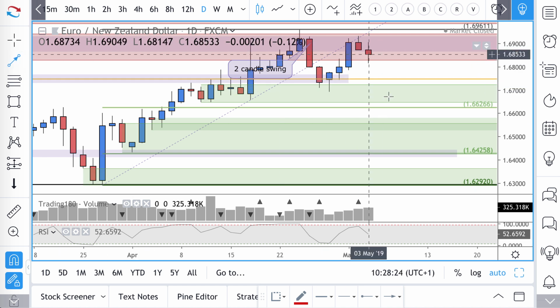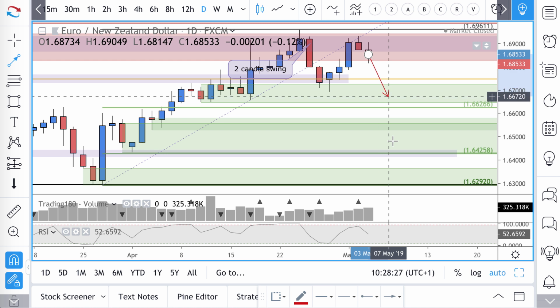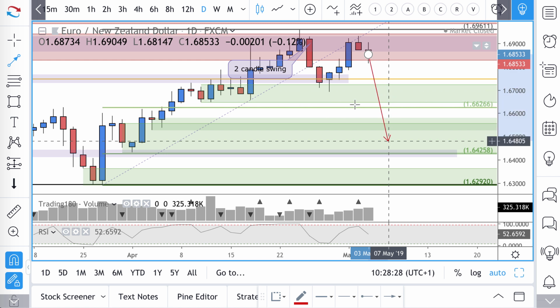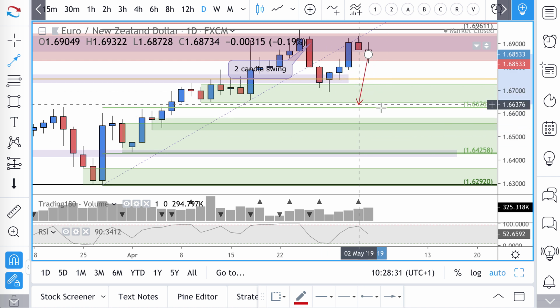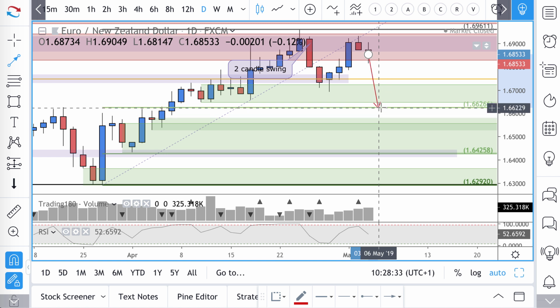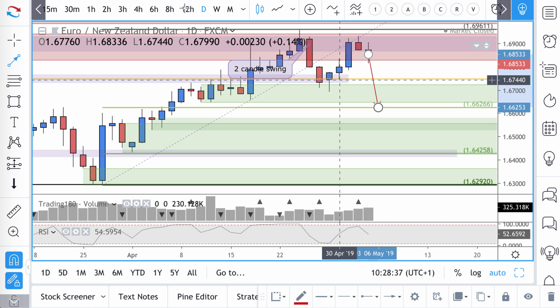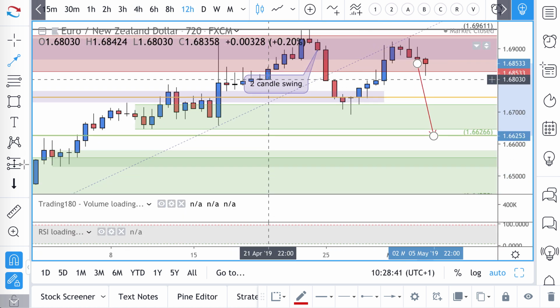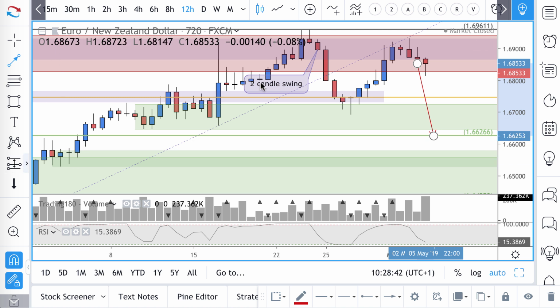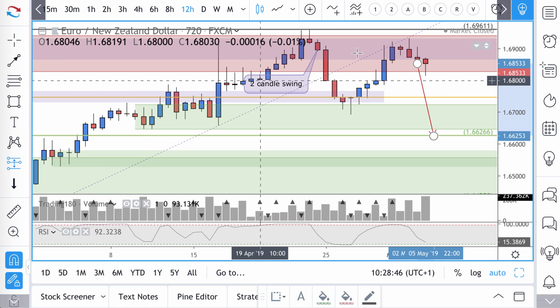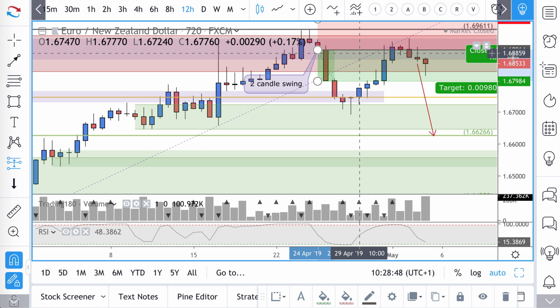New Zealand central bank is dovish in their statement, but hopefully we can get a bit of a pullback to at least the 50% level. That would represent a decent trade, I think. We took this on the 12-hour. So this was the entry.